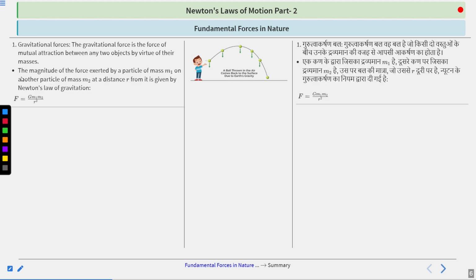The magnitude of the force exerted by a particle of mass m1 on another particle of mass m2 at a distance r from it is given by Newton's law of gravitation. It will be force equal to G m1 m2 by r squared. Okay, this is an important formula.